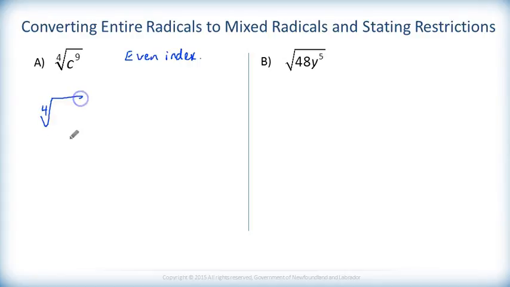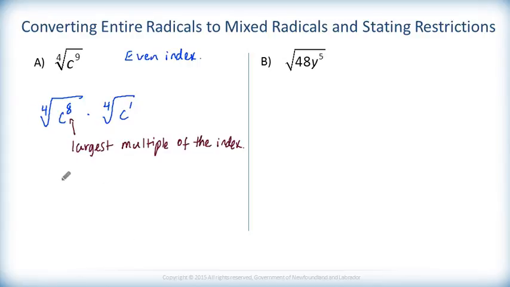To do that, we think of c to the 9 as c to the 8 and then c to the 1. Notice that 8 is a multiple of 4. So that's the largest multiple of the index. For the fourth root of c to the 8th, the easiest way to find that is to divide the index into the exponent, and we get c squared times the fourth root of c.